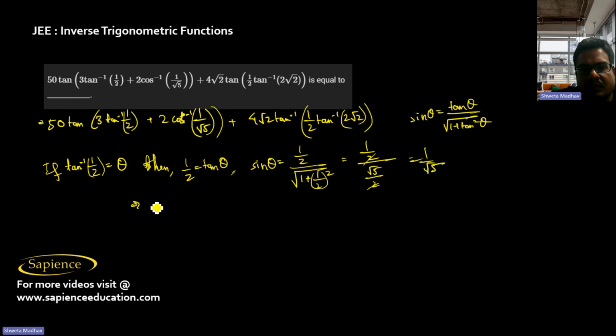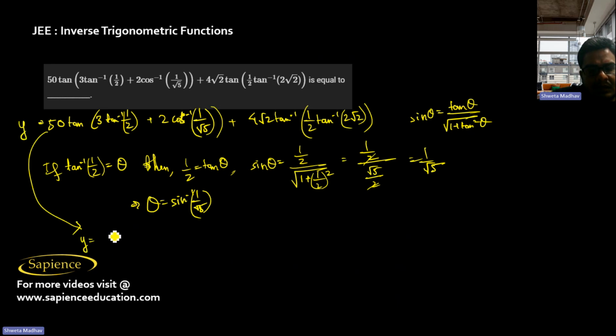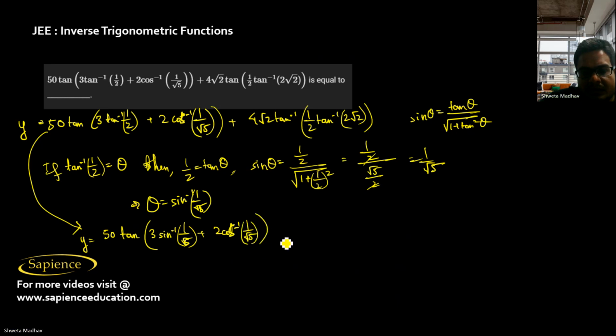So therefore theta we can also write as sine inverse of 1 by root 5. Now this thing we can write, let's say we take it as y. So y we can write as 50 into tan of (3 sine inverse of 1 by root 5 plus 2 cos inverse of 1 by root 5) plus 4 root 2 into tan of 1 by 2 tan inverse of 2 root 2.